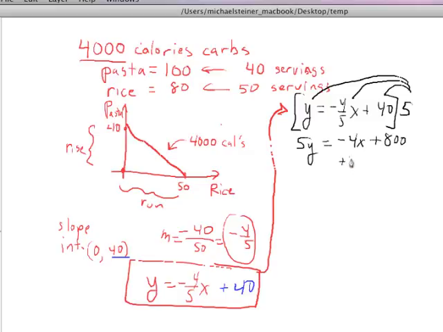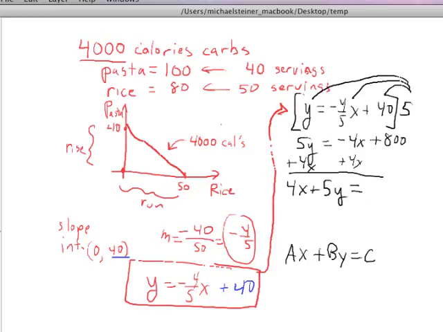So let's add 4x to both sides. And I'm going to look ahead, knowing full well that standard form is ax plus by is equal to c, where a is an integer and it's positive. I'm going to write 4x first plus 5y is equal to, and these two cancel, and we generally cancel in red, is equal to 800.